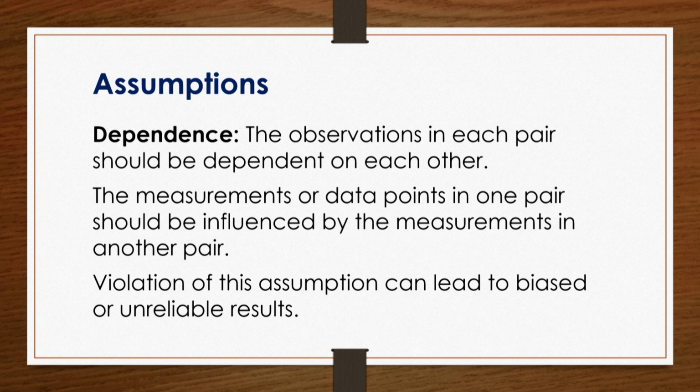Dependency. The first assumption comes under dependency. The observations in each pair should be dependent on each other. The measurements or data points in one pair should be influenced by the measurement in the other pair. Violation of these assumptions can lead to biased or unreliable results.